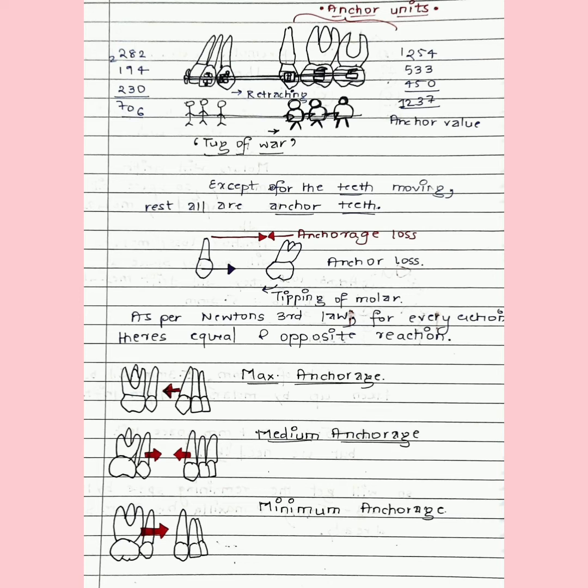And when they do this, there will also be mesial drifting or movement of these anchor teeth. That is, the second premolar and the molars will also tip or drift mesially. So there will always be anchorage loss.